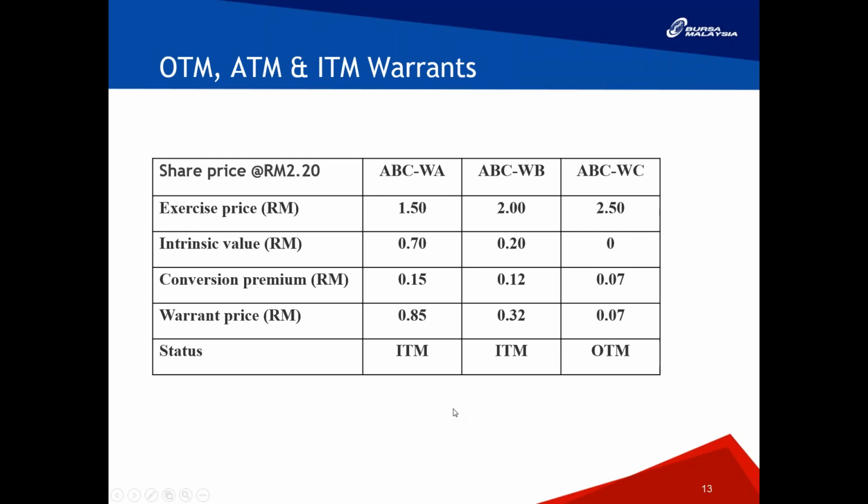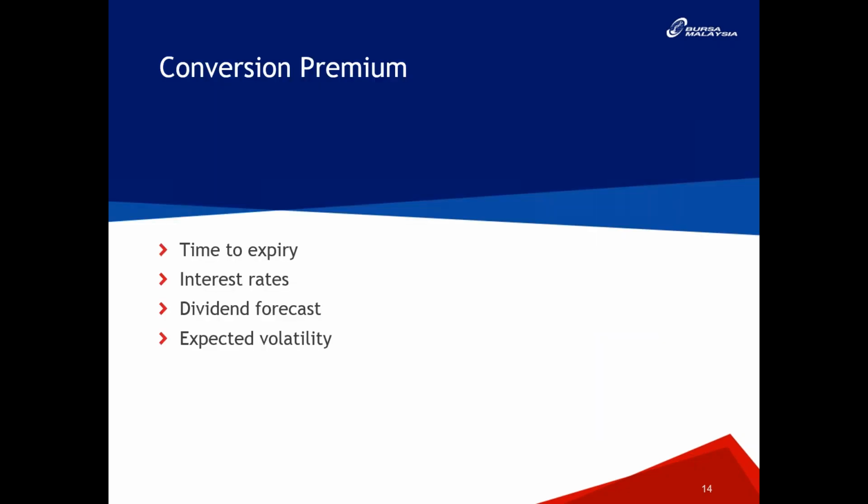So from this very simple exercise, before we go in depth, you will find that people prefer to own either in the money warrant or at the money warrant. The difference, of course, you pay more for the in the money warrant than at the money warrant, because at the money warrant, once you actually become in the money, there will be a jump in the price. So basically, this is how you determine the status of a warrant, whether they're in the money, at the money, or out of the money, right?